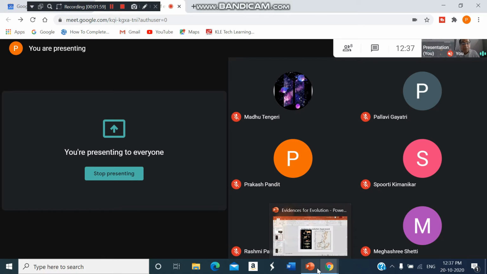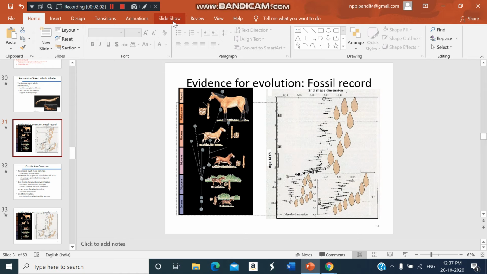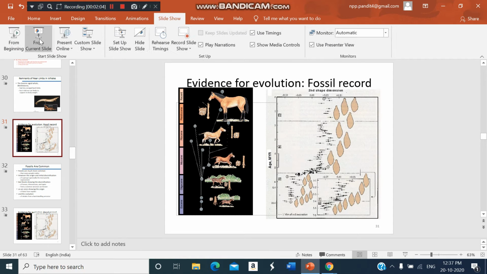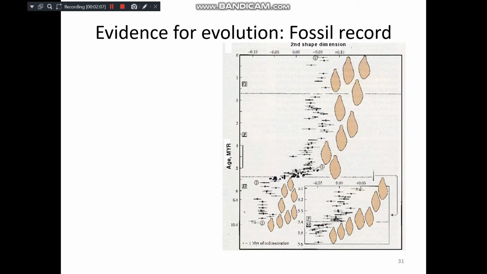So today we will continue with these same evidences. Now, the evidence for evolution: the fossil record. Actually, the fossil record evidences are the most important and most acceptable evidences, I can say. What are fossils? Fossils are the remnants of the organisms which lived in the remote past.